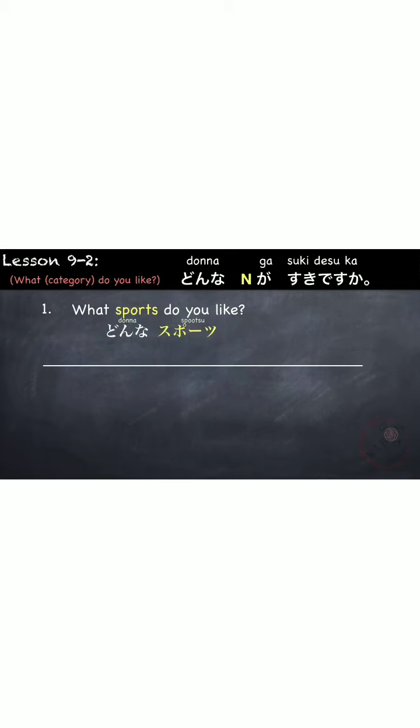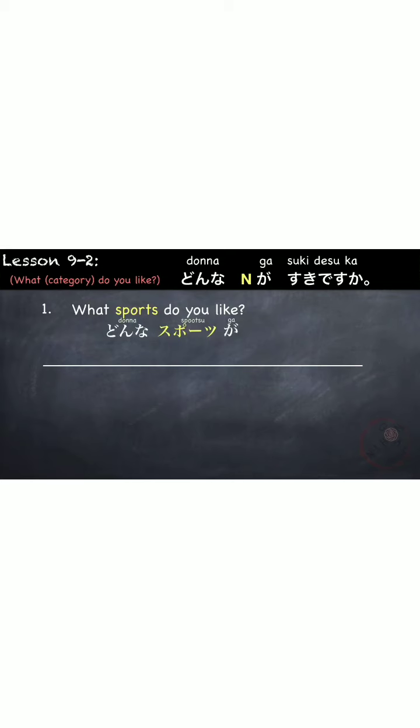Our N is a category such as food, sports, and so on. So we ask, what specific thing in the category do you like? In Lesson 8, we use どんな to describe a noun using adjectives. Now, we are using どんな to ask about a specific thing from a certain category. For example, what sports or what sport do you like? どんな sports. So what sports?